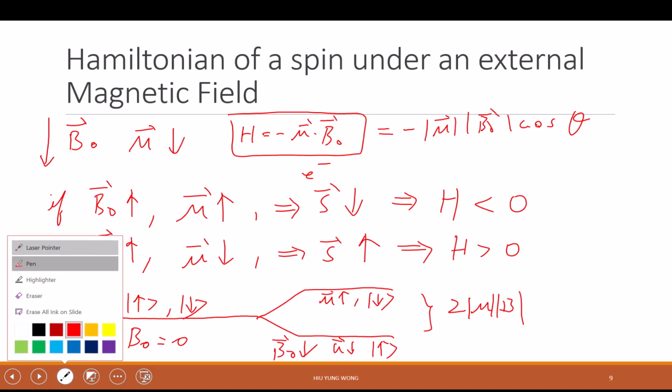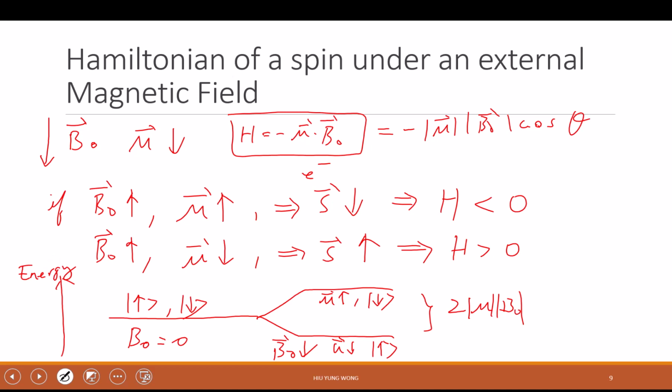Exactly. The larger, the stronger the magnetic field, the larger the gap will be, which makes sense, right? Because when the magnetic field is 0, I cannot distinguish them. That is how you find out the spin. Now, eventually, we keep saying spin up, down, 0, 1. You need to apply the magnetic field to measure their energy. Okay, good.